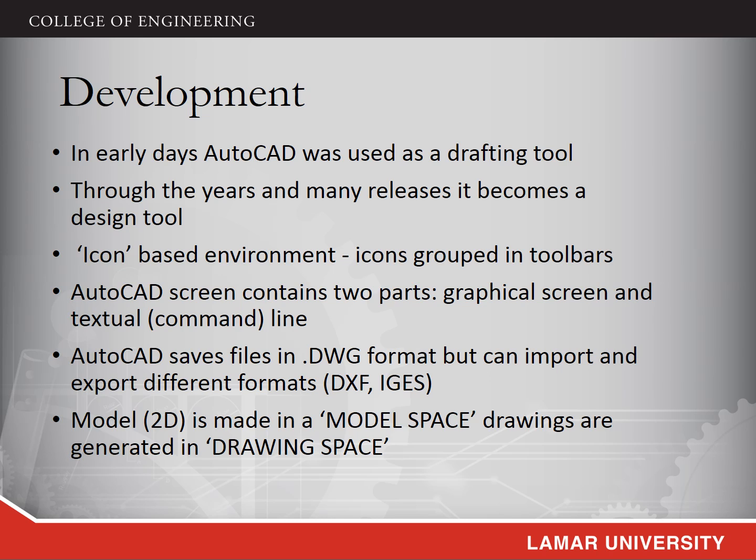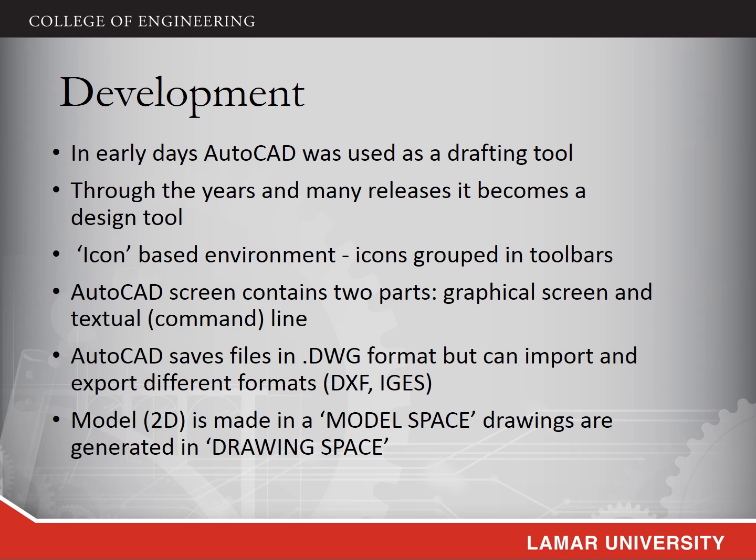It has two parts. The first one is the graphical screen, which you use to see the details of the design. And the second one is the text line, which is the place for you to type the command. And the files in AutoCAD can be saved in the drawing file format .dwg, and can also be saved as other formats such as DXF and IGES.